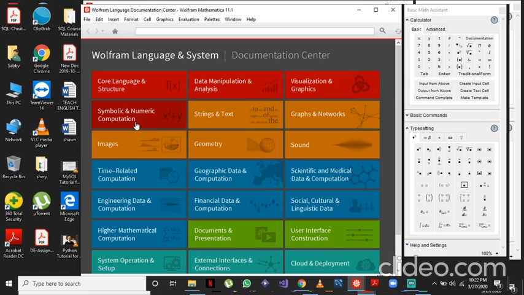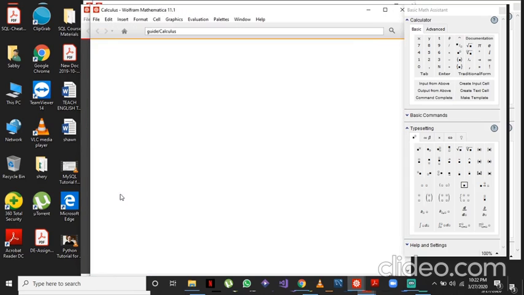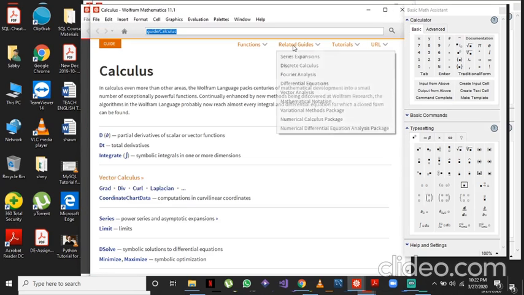So as I was saying, Wolfram Mathematica is software that helps us solve different kinds of mathematical equations, not just related to calculus. It solves on a wide range. It helps you solve geometrical equations. It gives you 3D information on equations and solutions. And today, as we are here to discuss differential equations, I'll go over here, which comes under calculus and related guides.